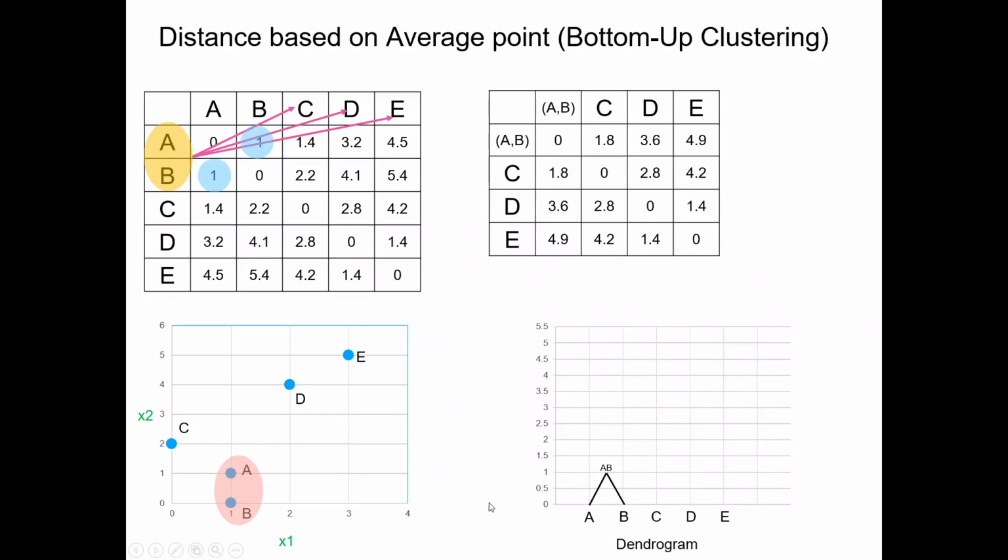So this means that which two clusters I need to merge? A and B. Now, as I go, we're building what? Our dendrogram. So at 1, A and B are merged. So I'm going to use average link. What is the distance of AB to C?